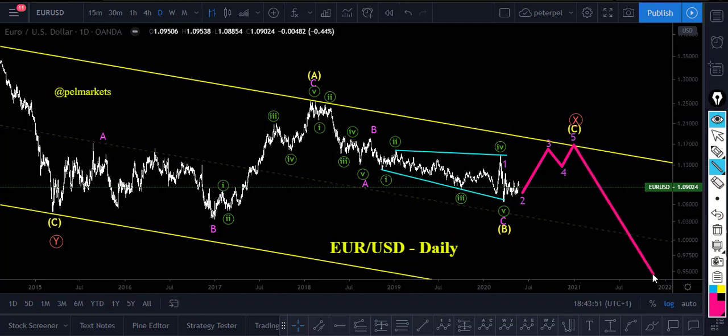Then we might come for another sharp correction for red wave Z before we go for the long-term ride, if this scenario is in play. So let's look at how we are going to trade this.